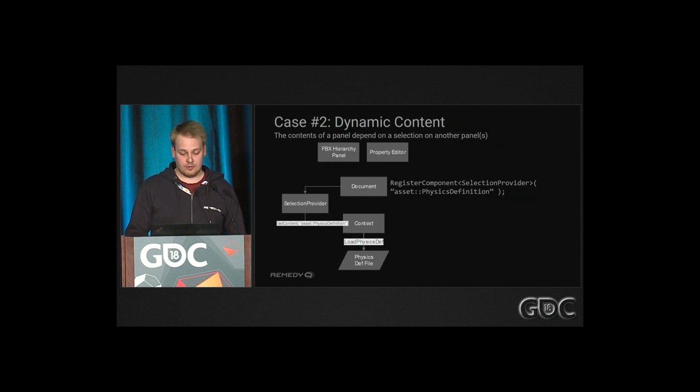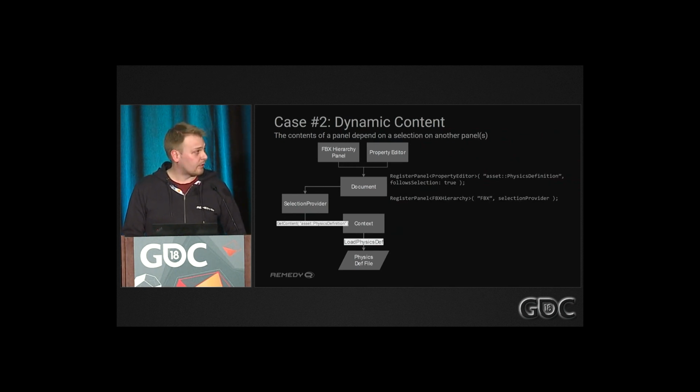Now the only thing we need to do is to hook up the panels again. Because the selection provider is such a commonly used component, we made it simple to use. We can just tell a panel to follow the selection with a string ID, and it automatically starts to listen to the selection provider, and we tell the FBX hierarchy to load the FBX data and use the given selection provider to set the selection.